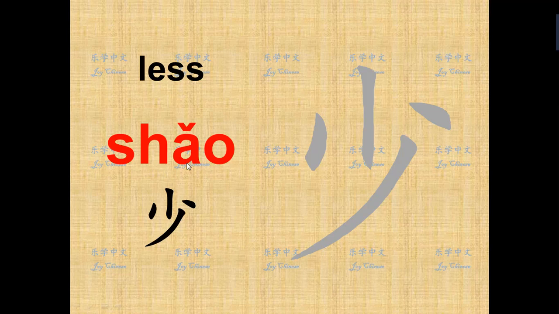The next one is a combination of sh, ao, shao, third tone. Shao means less. Something is less, not enough. And the way it's written is simple. Let's try it. First stroke, second one, third, and last. 少.